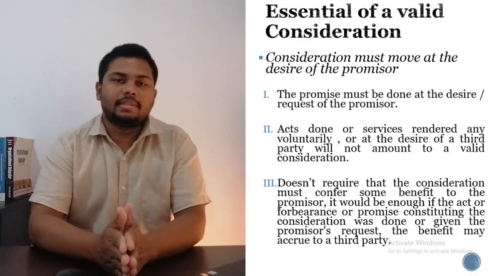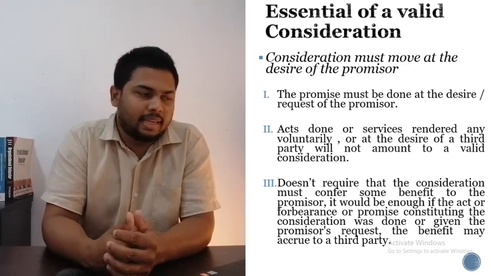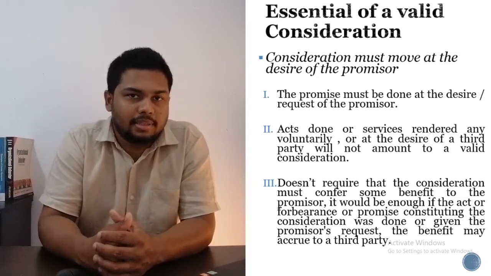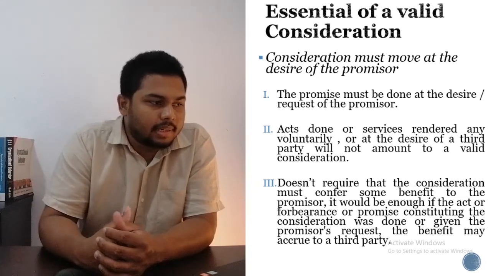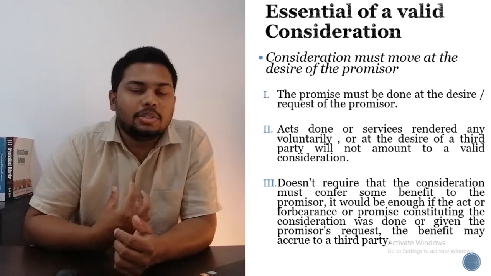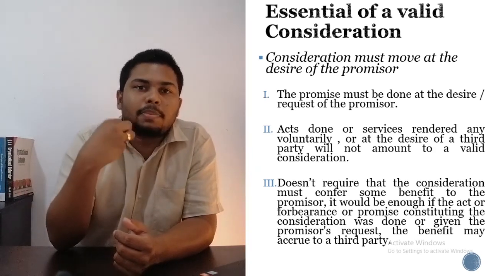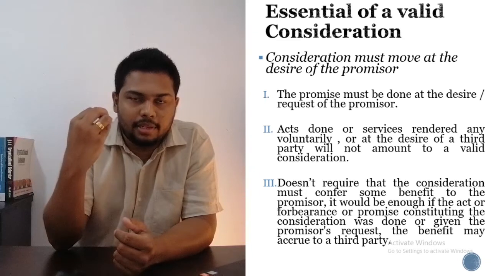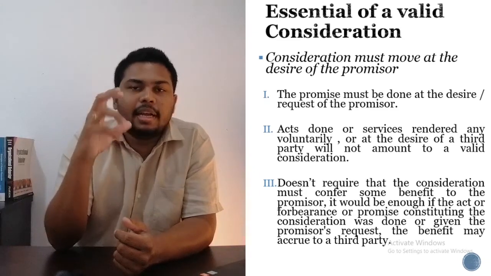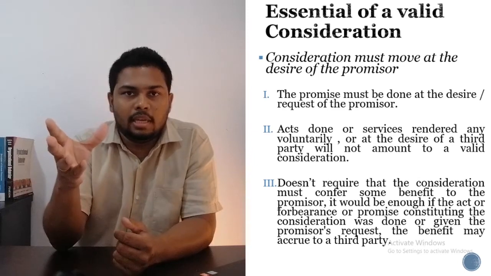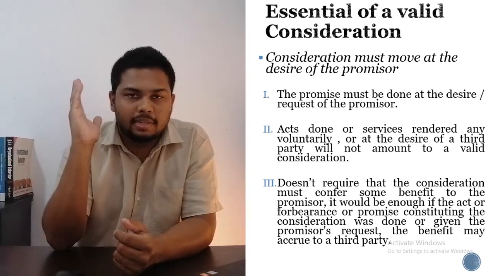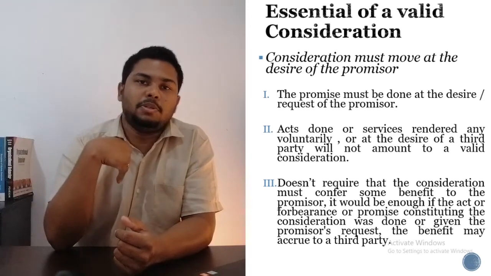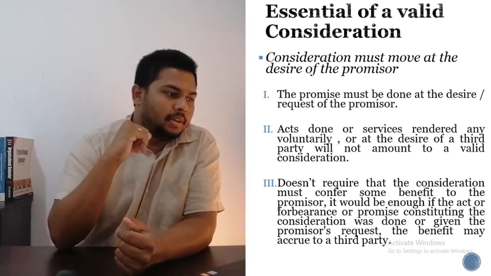So moving to the next slide, you can see the essentials of a valid consideration. What are the things to be considered to become a valid consideration? Consideration must move at the desire of the promisor. As I told you earlier, that has to come from the promisor itself. Whenever a person is making the offer, that consideration has to be given by the promisor to the promisee. The promisee just does the acceptance of that. And also that will be a detriment to the promisee, which will be received by the promisor.